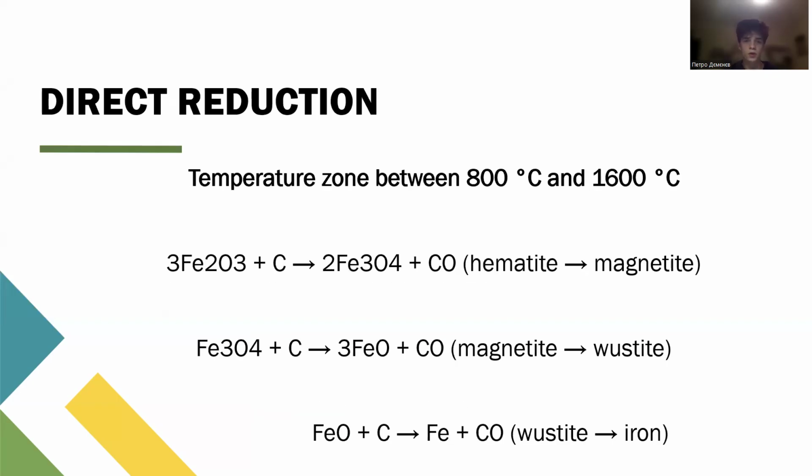Direct reduction of iron in a blast furnace occurs through the reaction of iron oxides with carbon in the high temperature range, from 800 to 1600 degrees Celsius. This process goes through several stages, gradually increasing the iron content in the ore. Since all reactions are endothermic, the necessary heat is provided by the exothermic combustion of coke. Reduced impurities such as silicon, manganese, and phosphorus compounds interact with flux and form slag.